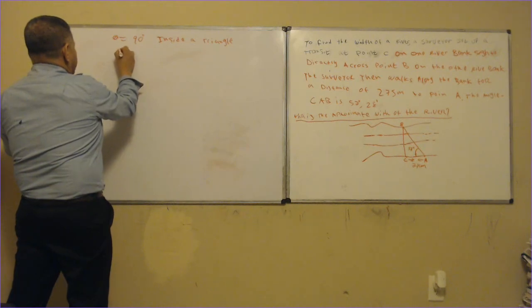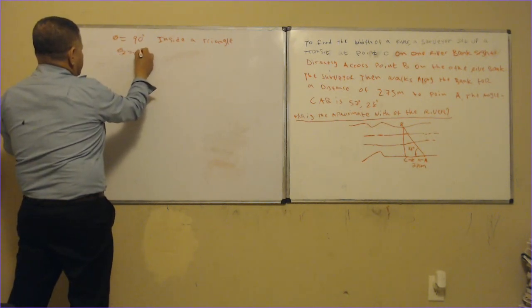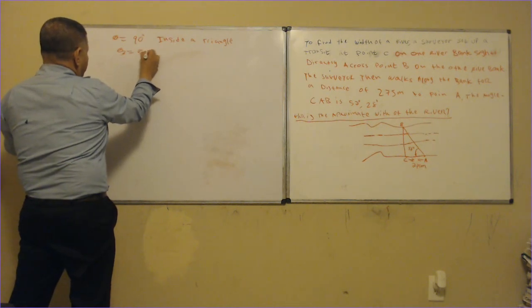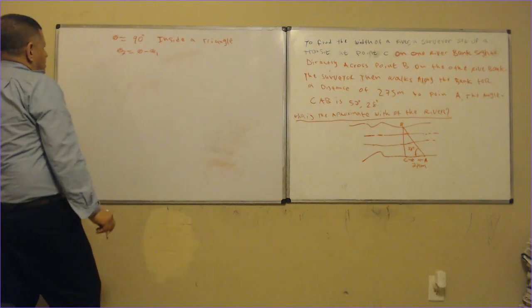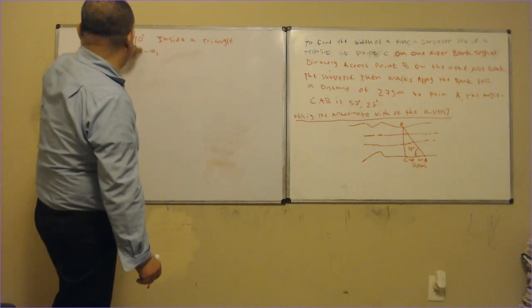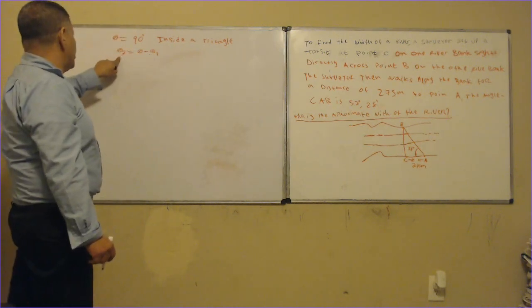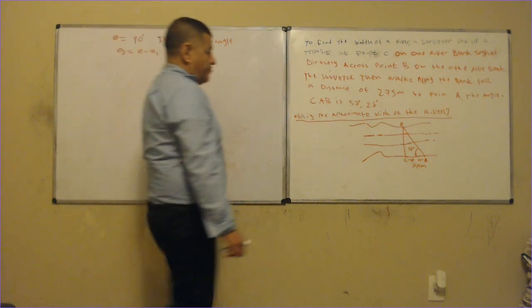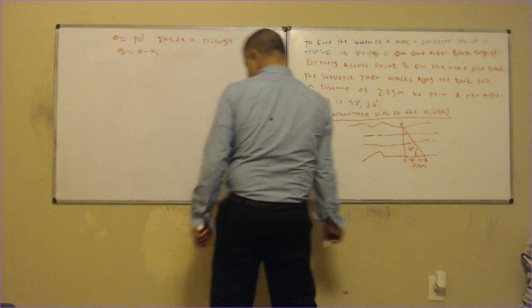We can say theta 2 is equal to theta minus theta 1. So I am looking for another angle. This angle is inside a triangle, which is 90 degrees. But I'm looking for another angle because I don't have the information for this.